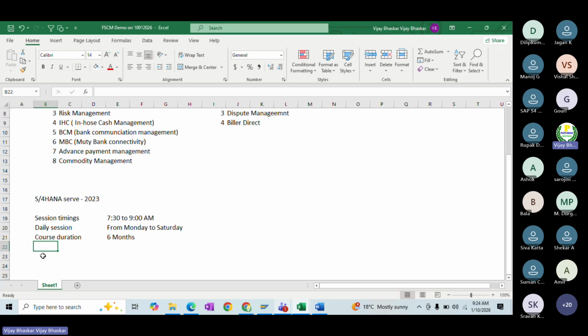If anyone is in that situation, I would like to give one more piece of information. Very soon, in the month of February, I'm going to start a new FICO batch. They can also join there for a couple of topics, and I'm going to allow them. Basic settings, accounts payable, accounts receivable, and banking will be discussed in detail there.